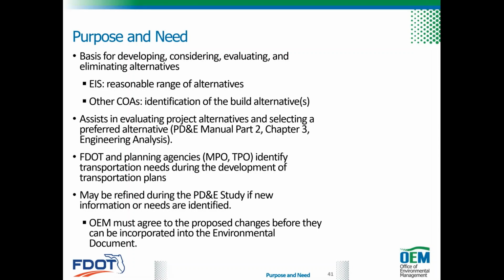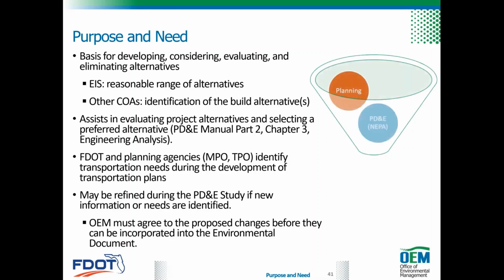The purpose and need in the environmental document is where the planning process and the PD&E process, NEPA in the case of federal projects, most clearly intersect. The development of purpose and need begins early in the planning process and evolves into the final purpose and need in the PD&E study. Okay, so this little graph here, I thought it was cute, just to show how the planning and the PD&E processes end up in the environmental document. I think pictures speak more than 1,000 words. So there you go.